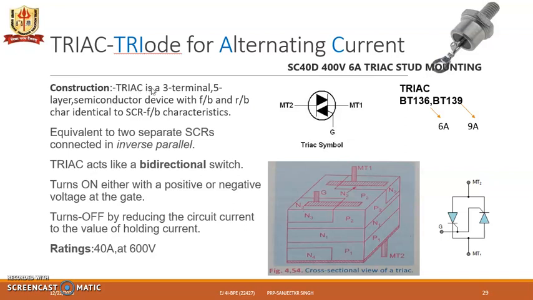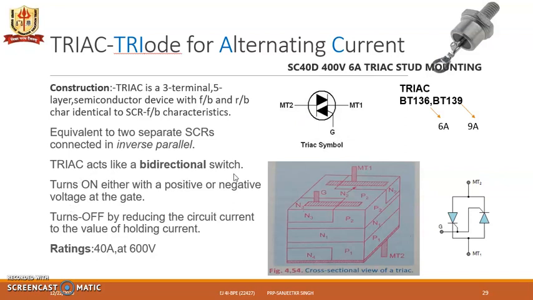So a TRIAC is a 3-terminal, 5-layer semiconductor device with forward and reverse bias characteristics identical to that of the SCR. And the equivalent circuit we find here is 2 SCRs connected in anti-parallel with a common gate. Gate is interconnected and taken out as a common gate terminal, and the two terminals are marked not as anode or cathode, because current can flow either way, from MT1 to MT2 or MT2 to MT1. So they are marked as main terminal 1 and main terminal 2, and gate is marked as gate terminal.